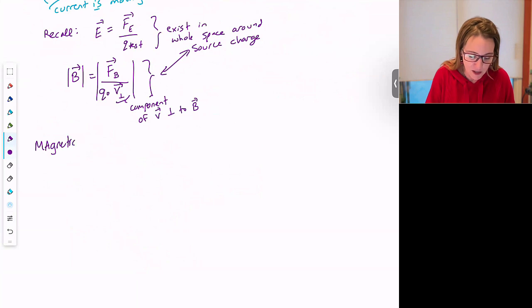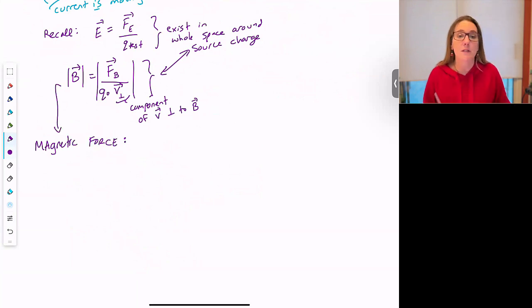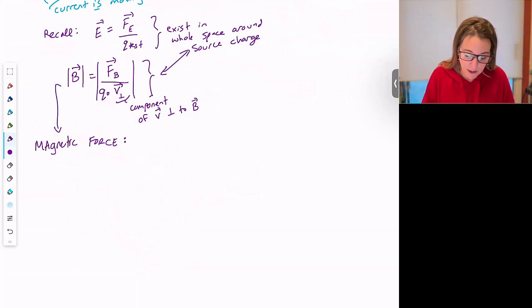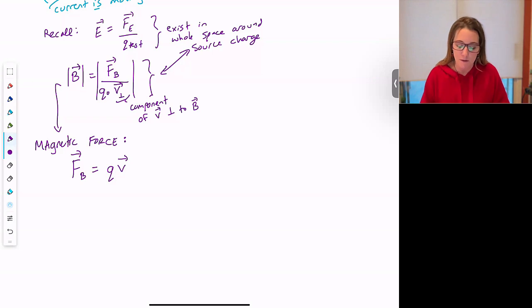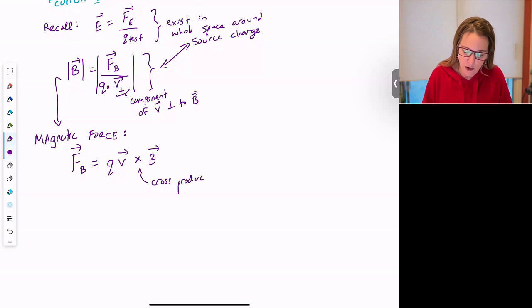So the magnetic force, more commonly, is how this is going to be written out. And so the magnetic force on a charge, the F sub B, is going to be equal to this Q, the charge that is moving, so the moving charge that's experiencing the field, so that's like our test charge. And then I'm going to write it as Q v, the vector v, cross B. So this is our cross product. So that's going to be where our right-hand rule comes in.